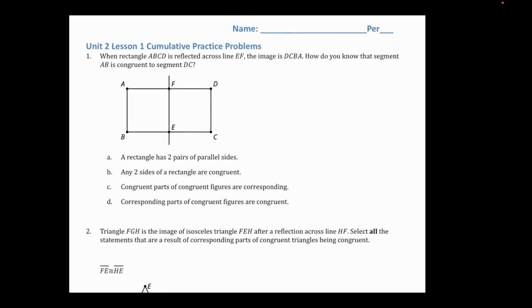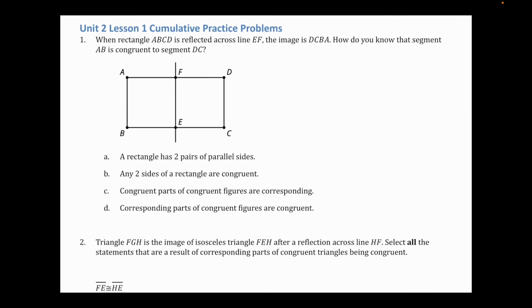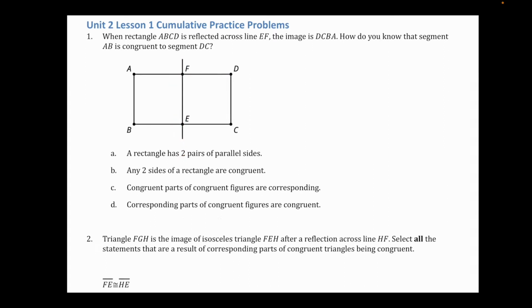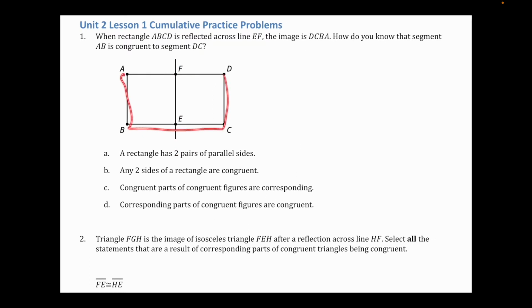So looking at our first piece here, we have a statement. When rectangle ABCD is reflected across line EF, so the whole thing's reflected across this, the image is then DCBA. How do you know then that segment AB is congruent to segment DC?